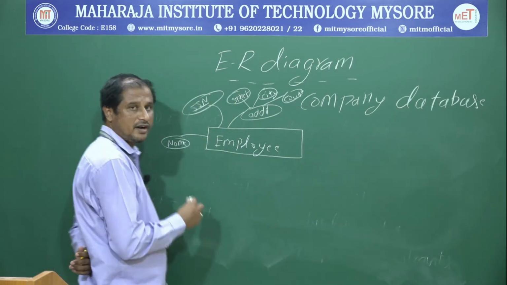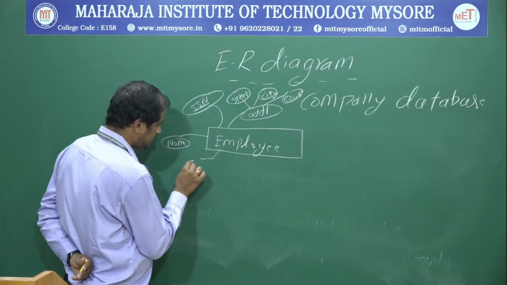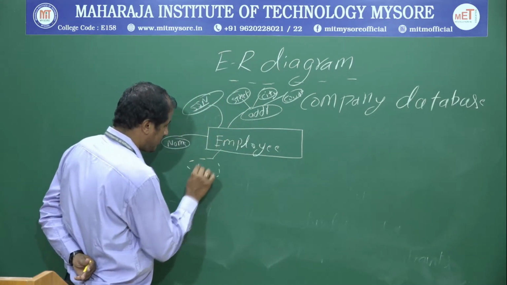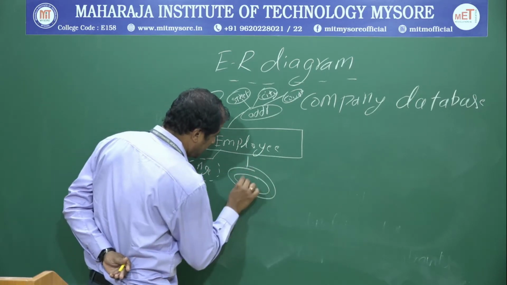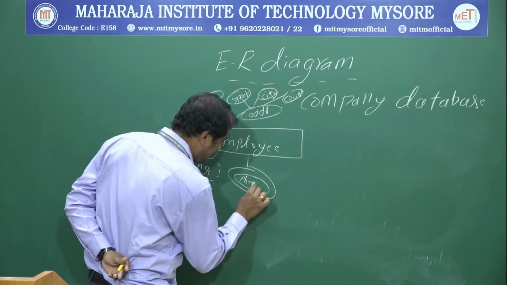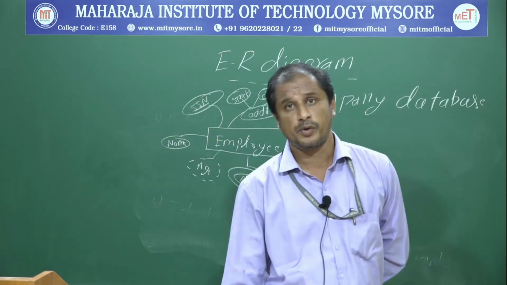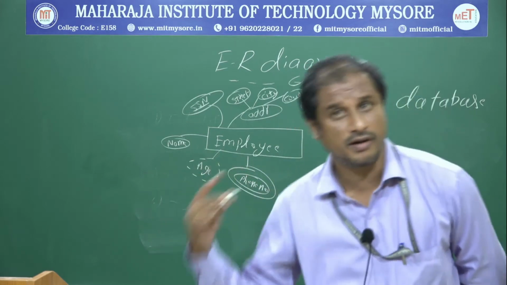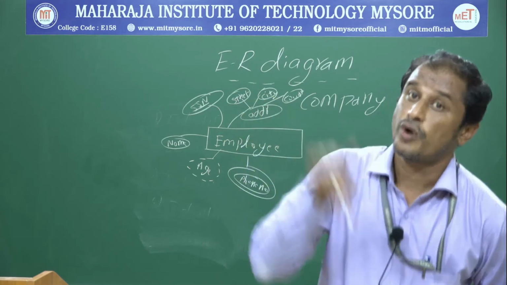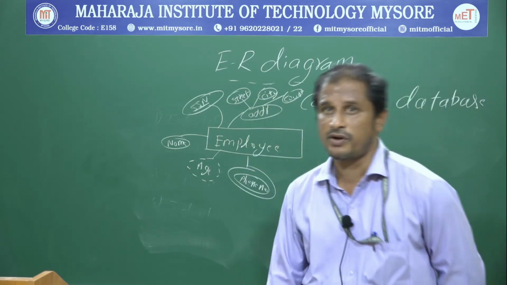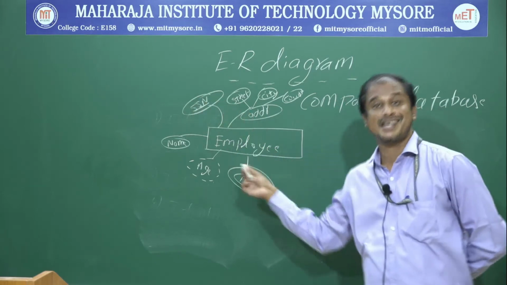Then name is another attribute. Then we have age as a derived attribute. Then we have phone number as a multi-valued attribute. So we have multi-valued, derived, composite, simple, stored and single-valued attributes. Everything has been identified, with the key specified as SSN.